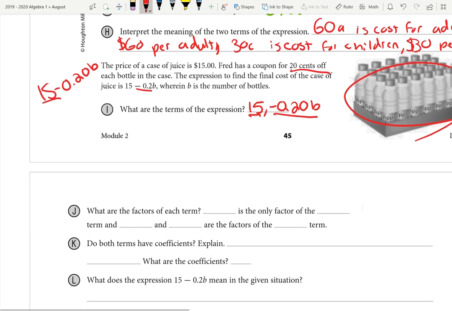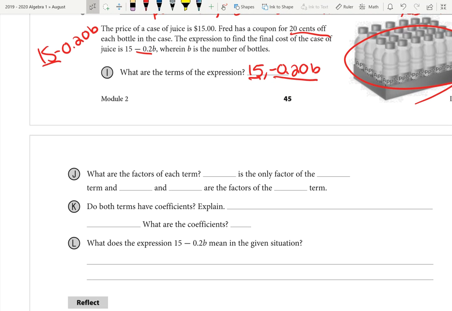All right, what are the factors of each term? So the factor for 15, well, I know I mentioned that example that factors of 15 are like 3 times 5, for example, but it's not asking for that much detail. It's only asking, is there anything in this problem that multiplies together to make 15? There's not. It's just that term 15 is its only factor for that first term.